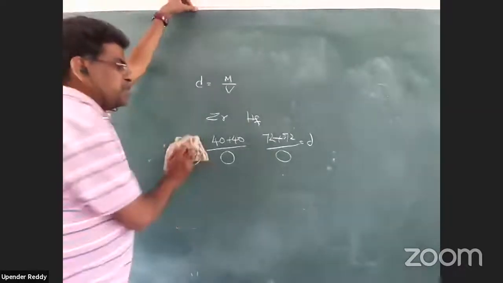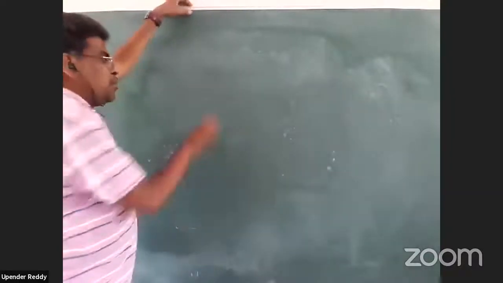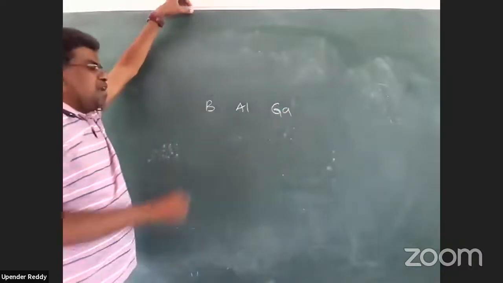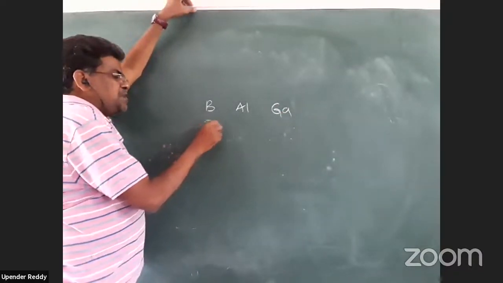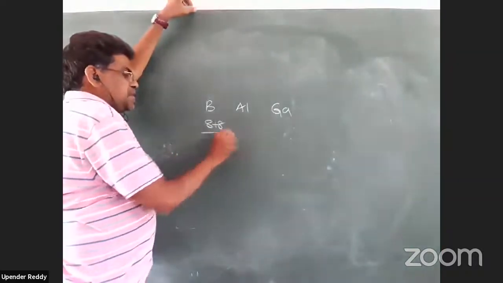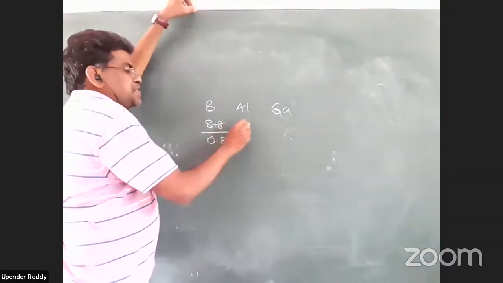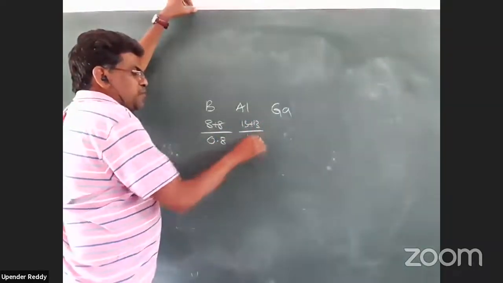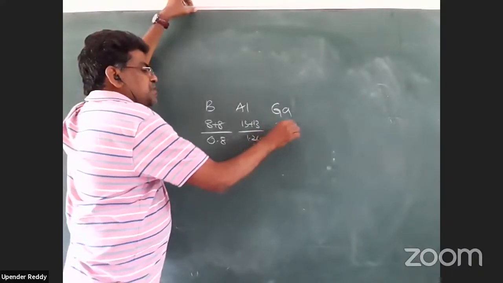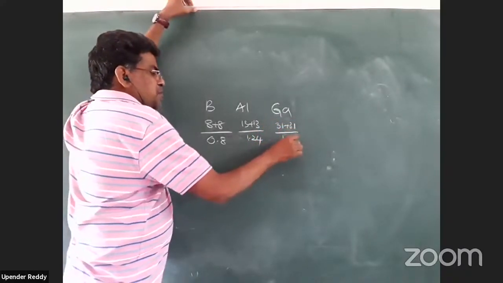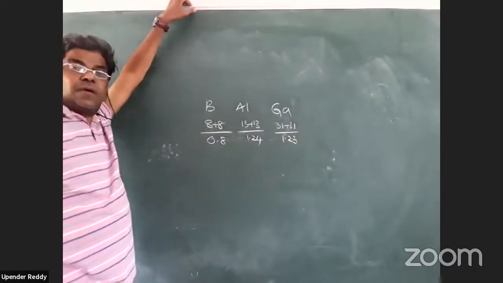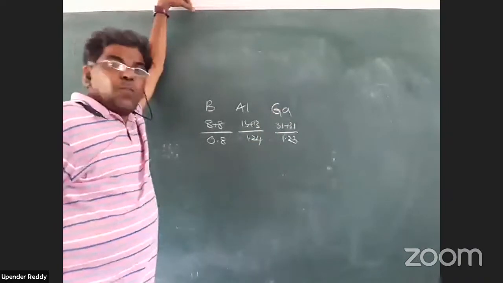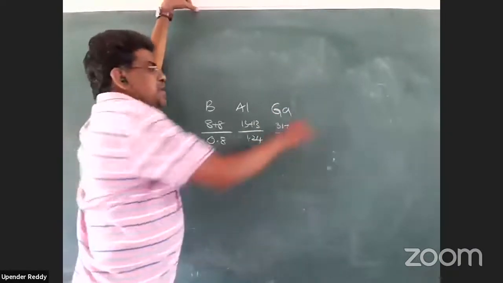For example, I am going to give boron, aluminium, gallium. What is happening here? Boron has 8 protons, 8 neutrons, size is 0.8. Aluminium has 13 protons, 13 neutrons, size is 1.24. Here, 31 protons plus 31 neutrons, size is 1.23. Small size. Then what happens here? Gallium has more density. Suddenly density increases.